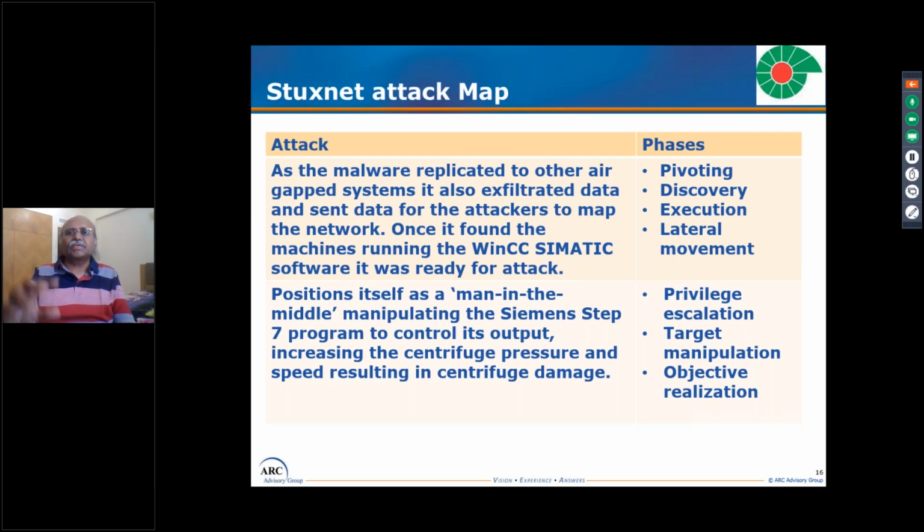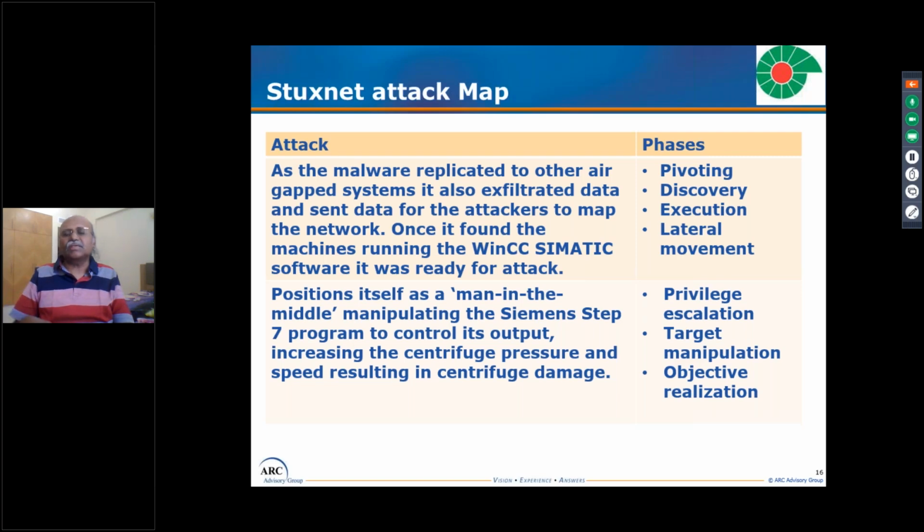Okay, this covers the phases of pivoting, discovery phase, execution phase, and lateral movement, where they moved from one network to the other until they found that WinCC schematic running machine. So this attack is called man in the middle attack, where he had access. He was in the center of the network, and he was able to command on both sides of the network. Position itself as a man in the middle, manipulating Siemens Step 7 program to control its output, increasing centrifuge.